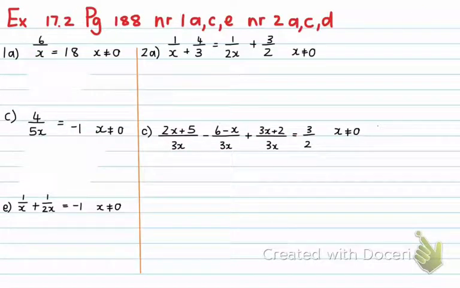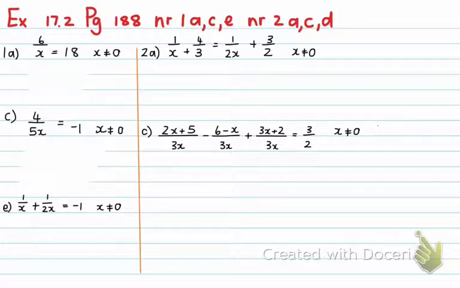Alright, so now you have to go do exercise 17.2. I think it's on page 188. Number 1, A, C, E, and number 2, A, C, D. So please pause this video and first do the exercise on your own and then come back here after about 7.5 minutes and then watch me discuss the memo with you.